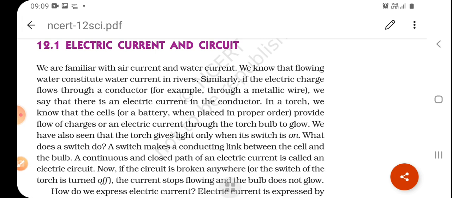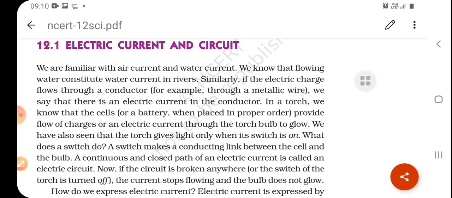So what does this switch do? A switch makes a conducting link between the cell and the bulb, and that circuit is a continuous and closed path of an electric current. A continuous and closed path of an electric current is called an electric circuit. Now if the circuit is broken anywhere, or the switch is off, the torch is turned off, the current stops flowing and the bulb does not glow.